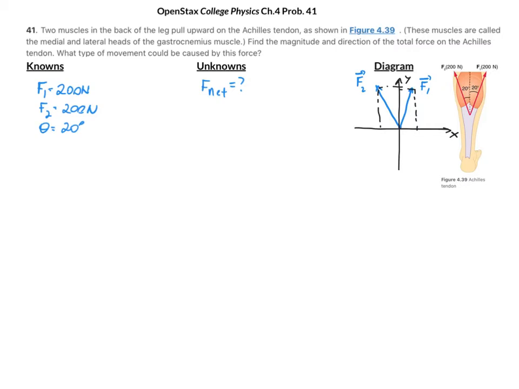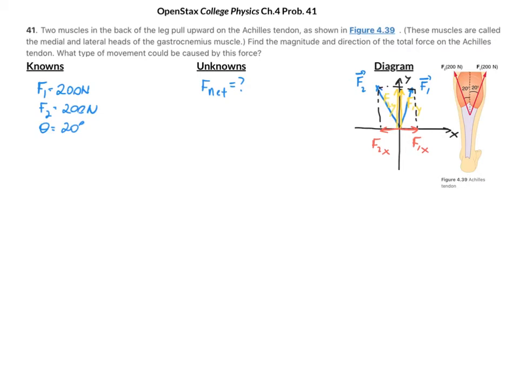And I will draw my X in red. So this will be my F1X. This would be my F2X. And then let's make Y yellow. So this is my F1Y and this is my F2Y.